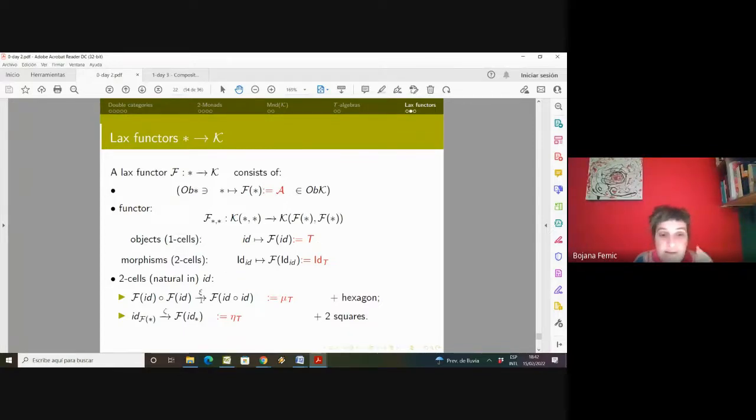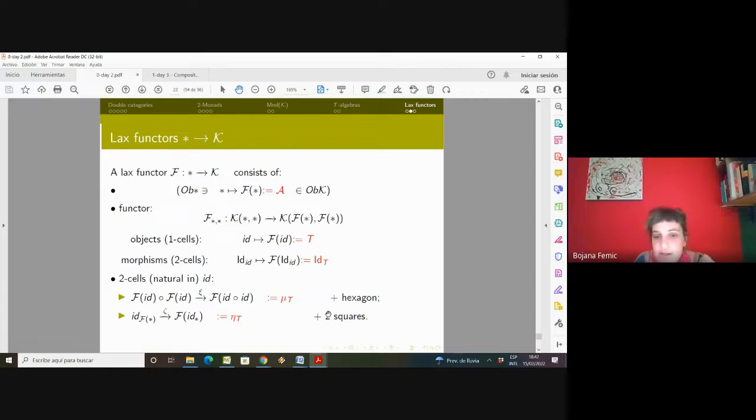So this psi is a 2-cell from T composed with T into T itself, and let us denote it now by mu on T. And similarly, zeta is the identity on F of star, but F of star was just A. So it goes from the identity on A into F of identity, which is T, and let us denote it by eta T. So now it really reminds of a 2-monad.